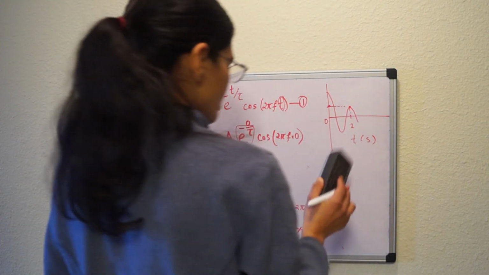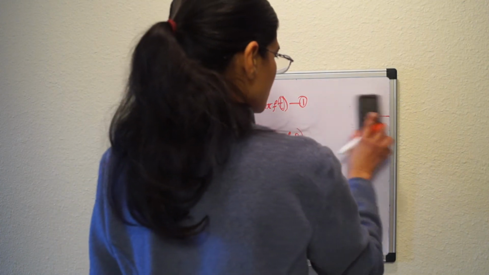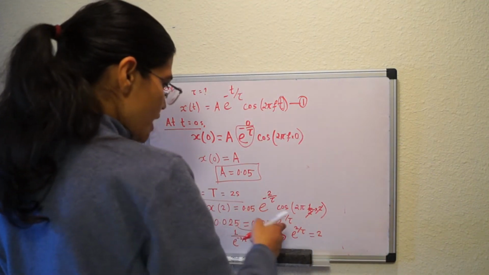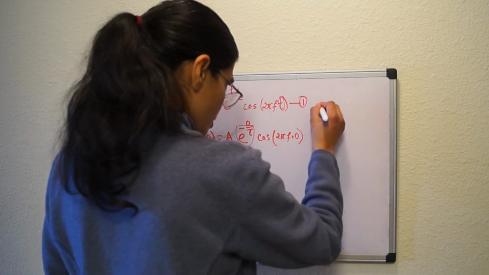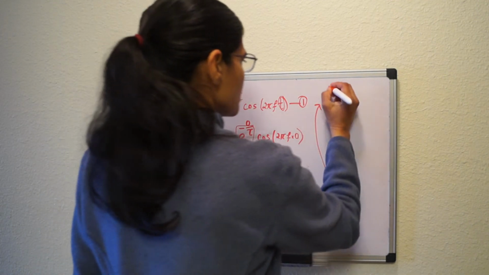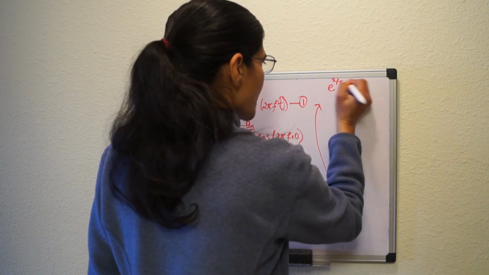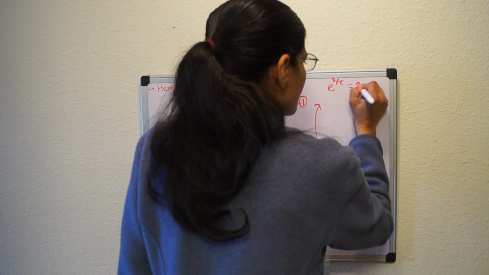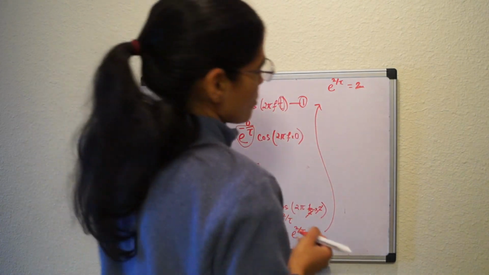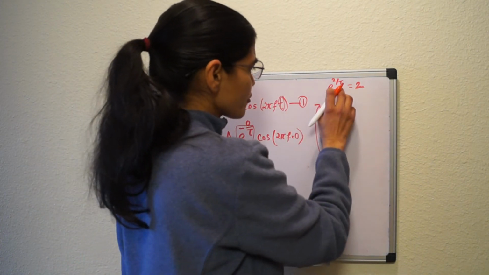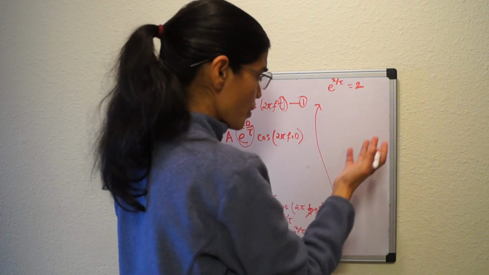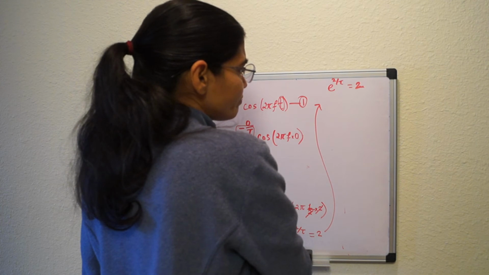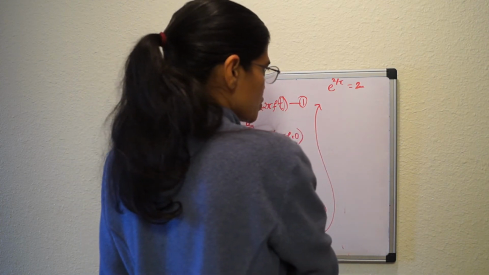I'm going to erase this graph here. I need more space. Okay. So next step, we are going to continue from here. e to the power 2 by tau equal to 2 is given. Well, this looks much simpler than the whole equation we had before, but still, how are we going to find this tau? It's kind of in a really weird form, right?